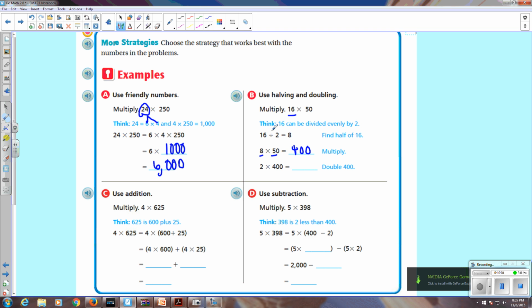Now, again, I took my 16 and I only did partial of it. I did 8 of it. So now I have to do the 2 of it. And I'm going to take that answer and multiply that by 2. 2 times 400 is 800. And there I see that 16 groups of 50 is 800. And I did that by first halving it and then doubling it. So first I took one of my factors and I divided it by 2. Then I took that product and doubled it or multiplied it by 2.